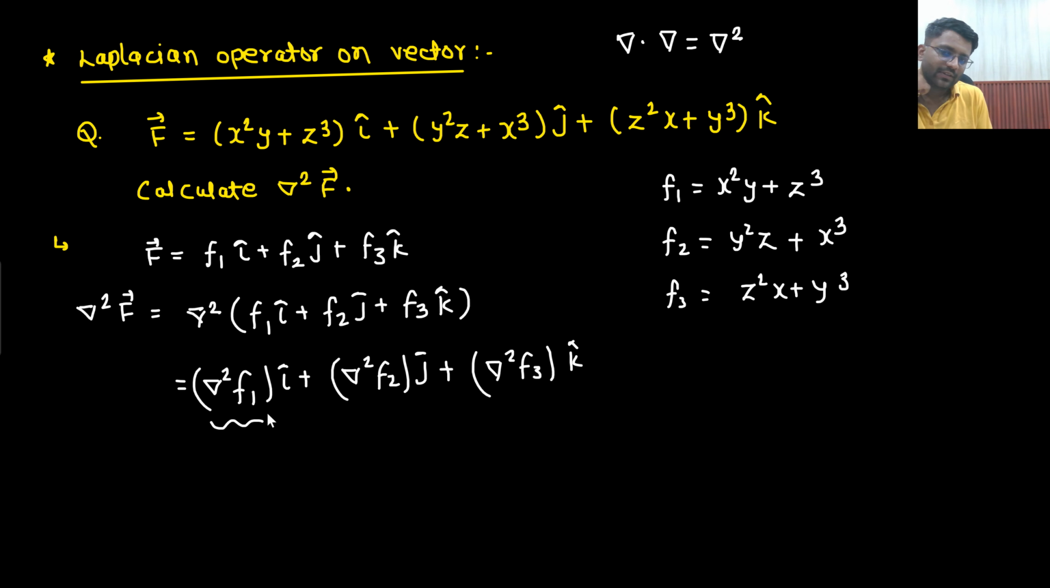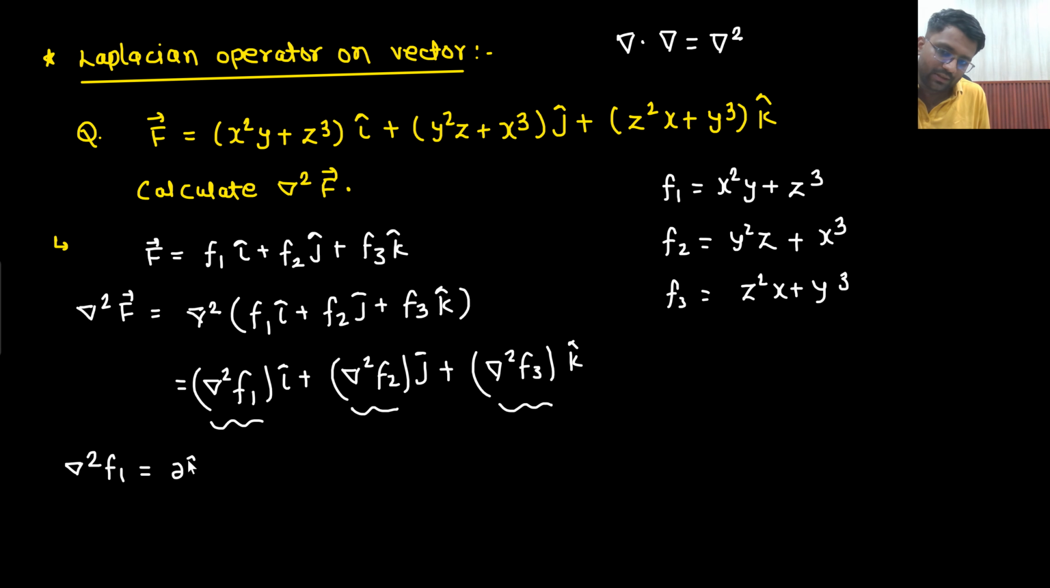Is this a valid operation? Yes, sir. Del square f1 is a valid operation, no? F1 is a scalar. Can you apply Laplacian operator on a scalar? So eventually you are applying Laplacian operator on a scalar only. But how did you make it? You made it in this way: del square f1 i cap, del square f2 j cap, del square f3 k cap. So eventually you are applying Laplacian operator on a scalar only. So now your target is to calculate del square f1.